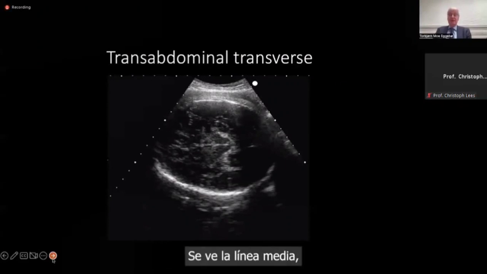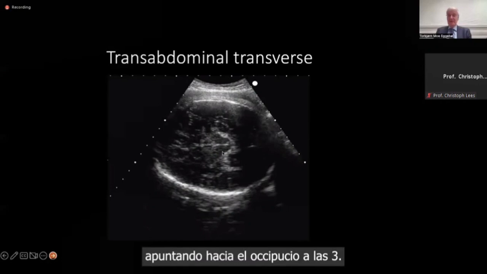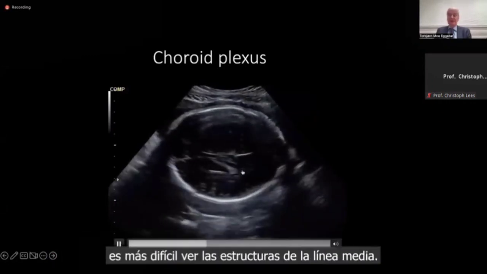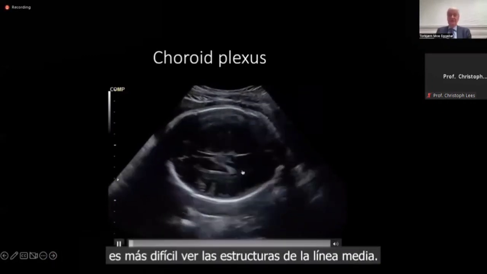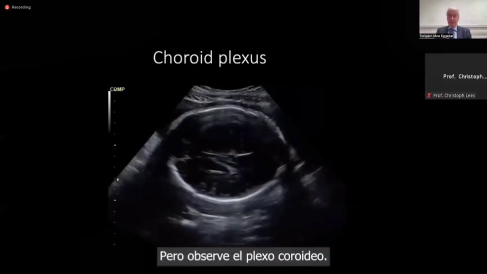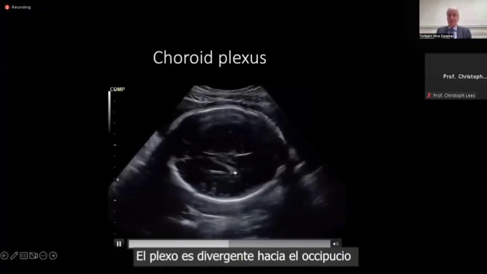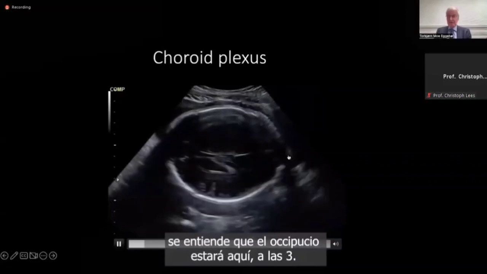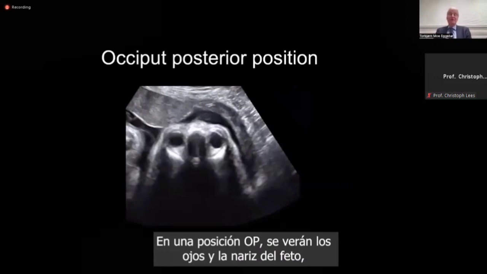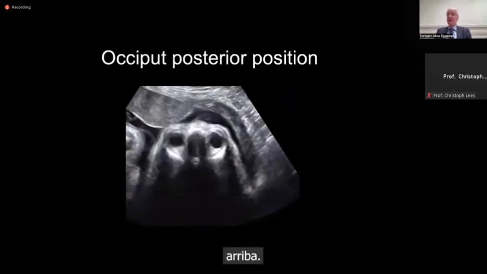Start with the transverse scan. You can see the midline, the cerebral peduncles creating a V pointing towards the occiput at 3 o'clock. However, when the fetal head is deeply engaged, it's more challenging to see the midline structures. But observe the choroid plexus. The plexus is diverging towards the occiput. And when you see this direction, you understand that the occiput will be here at 3 o'clock. In an OP position, you will see the fetal eyes and the nose up.